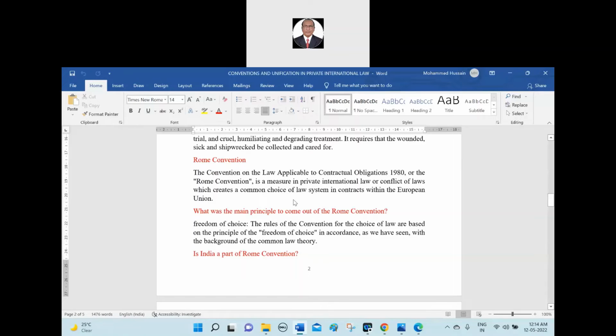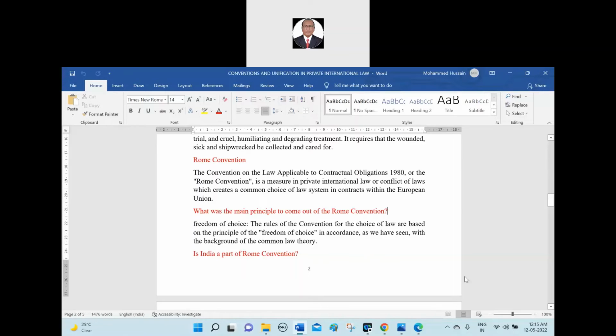ICC, they have given that the dispute should be resolved in the ICC tribunal. Or if any maritime or admiralty disputes are there, no other country has such a developed law except England, so they will follow the English law of England. Now let us see the main principle to come out of the Rome Convention. It is a choice of law based on the principle of freedom of choice in contractual obligations.